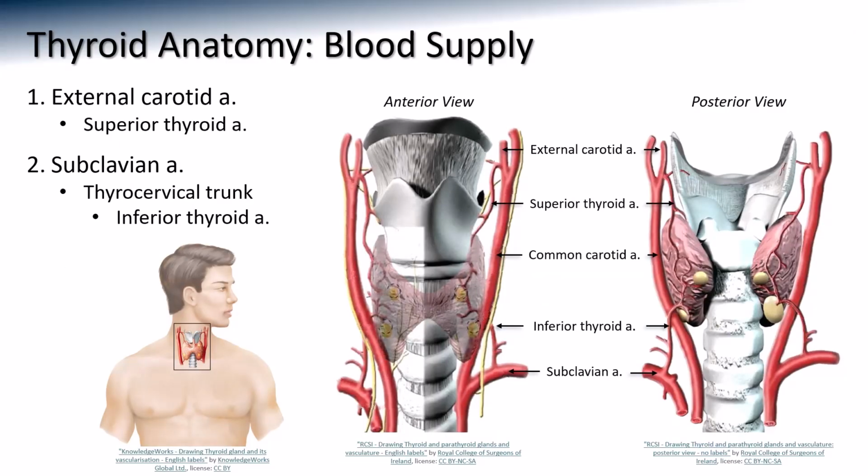It's supplied by branches of both the external carotid artery and the subclavian artery. So here would be our common carotid, and then as it comes up into the neck here, it splits into external carotid and internal carotid. The external carotid is going to give off the superior thyroid artery, which comes down to the gland from above.